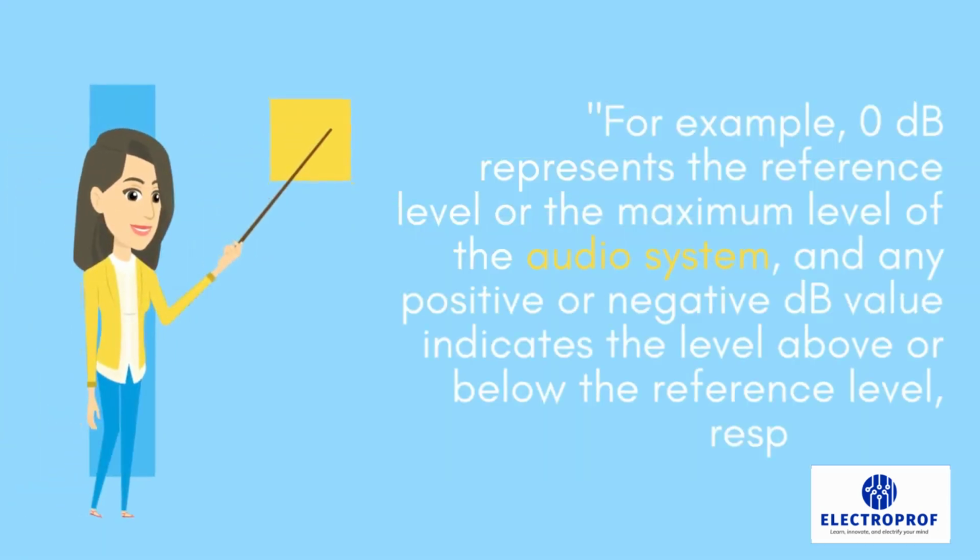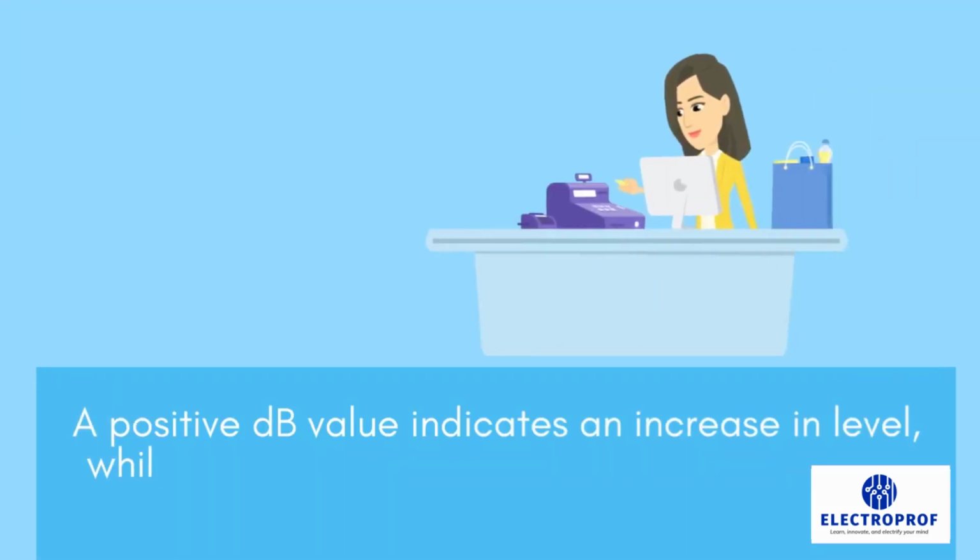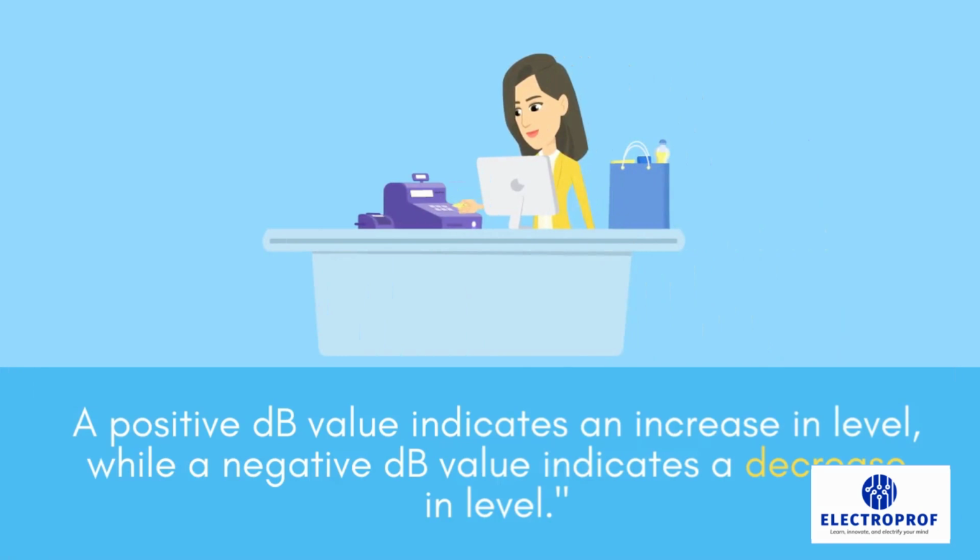For example, 0 dB represents the reference level or the maximum level of the audio system, and any positive or negative dB value indicates the level above or below the reference level, respectively. A positive dB value indicates an increase in level, while a negative dB value indicates a decrease in level.